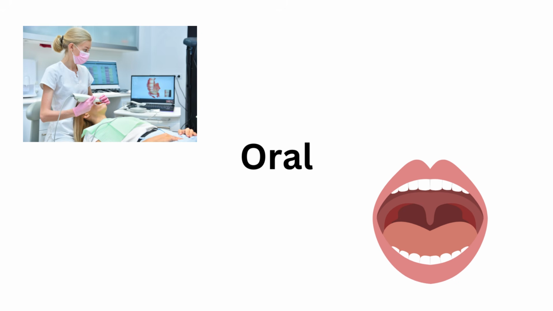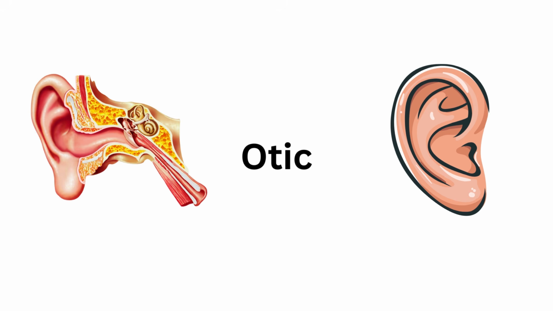Next word is oral. So you can think of when you go to the dentist, you're going to get an oral exam. So you're checking your mouth. Think of oral, something that is relating to the mouth. Next word is otic. So this is in relation to the ear. This is the ear area. Remember, otic, ear.